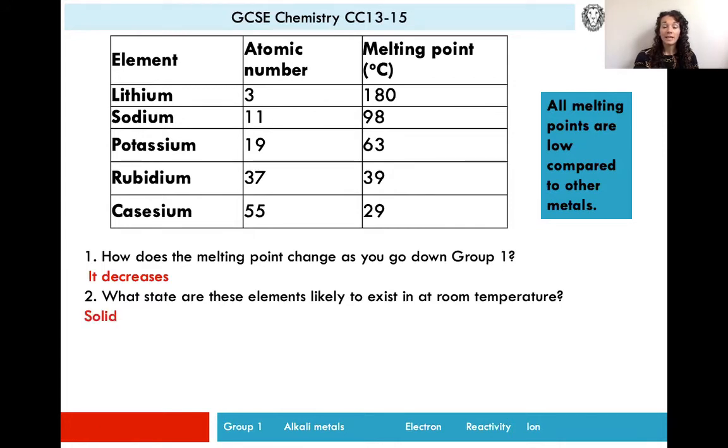Well done. Yep, they're all likely to be a solid. Yeah, because room temperature is usually lower than all these temperatures. So for that reason, these elements are likely to exist in solid form. All of these melting points, they're quite low compared to other metals though.